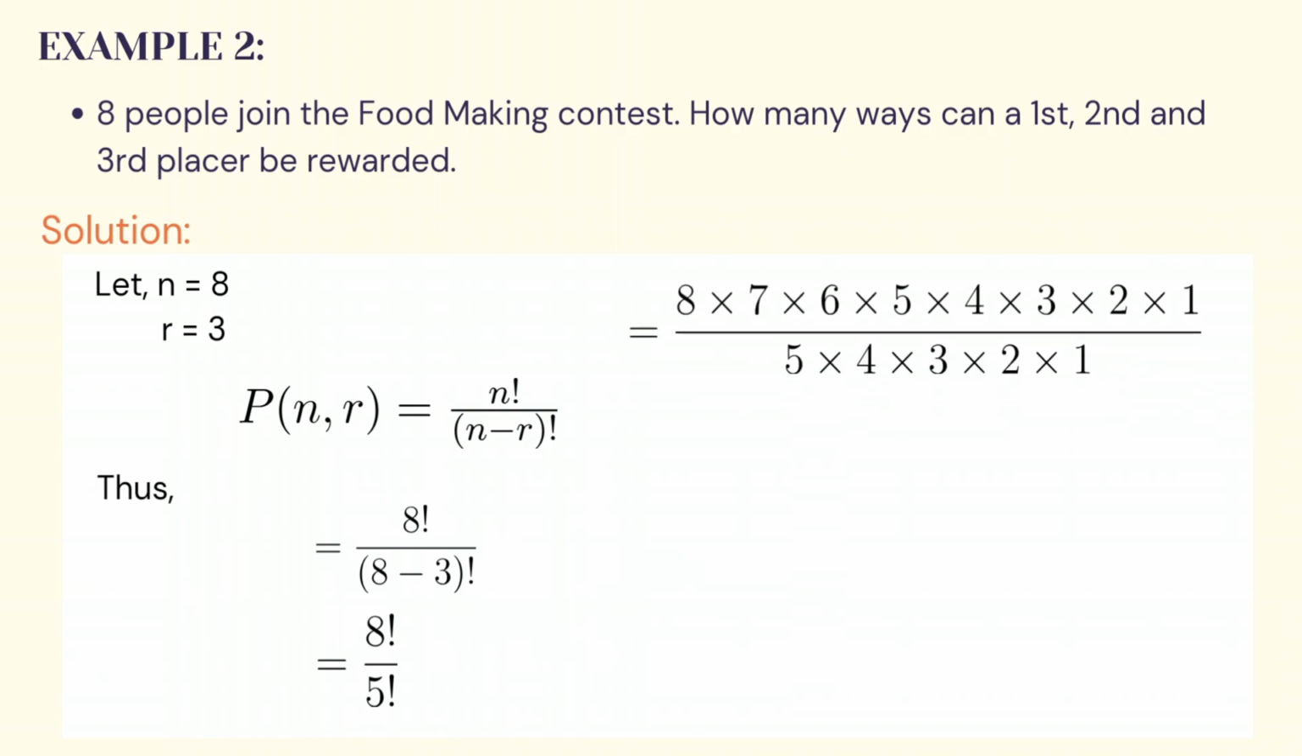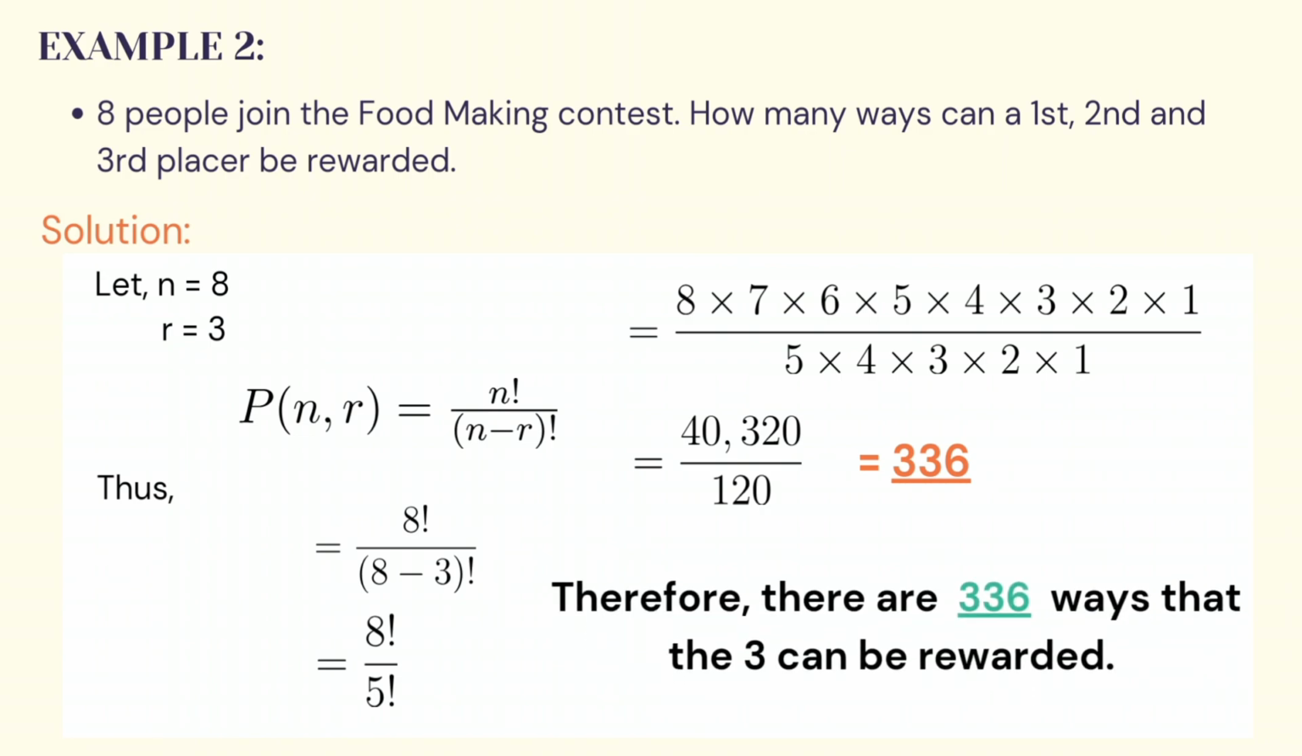Get the factorials of the values 8 and 5. After getting the factorials of 8 and 5, simplify. It will be 336. Therefore, there are 336 ways that the three placers can be rewarded.